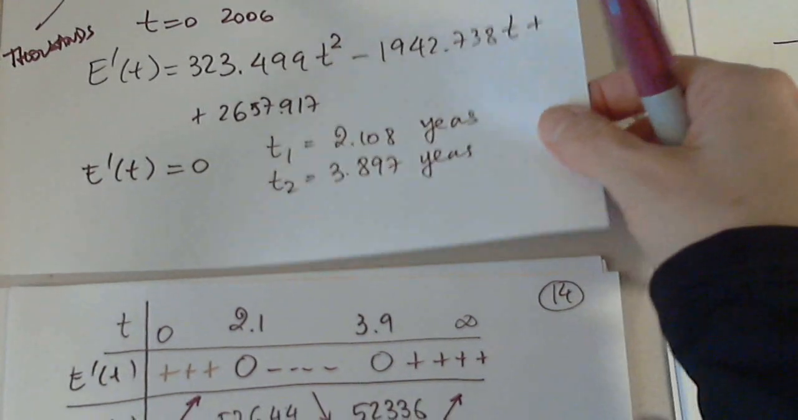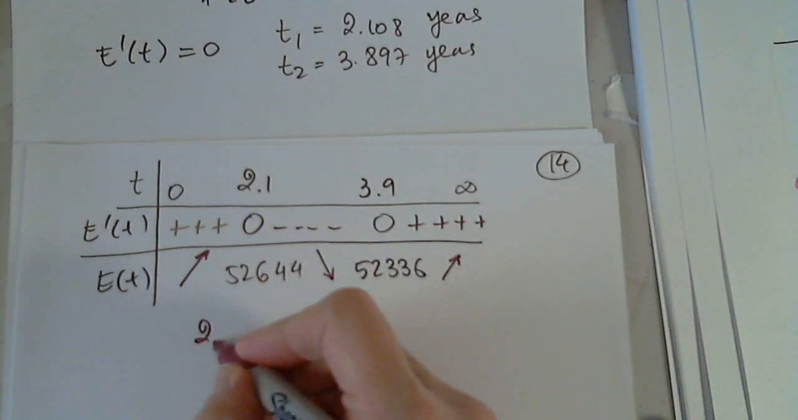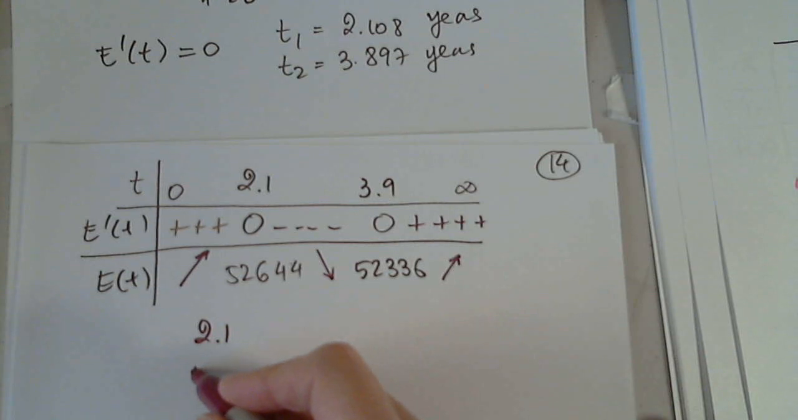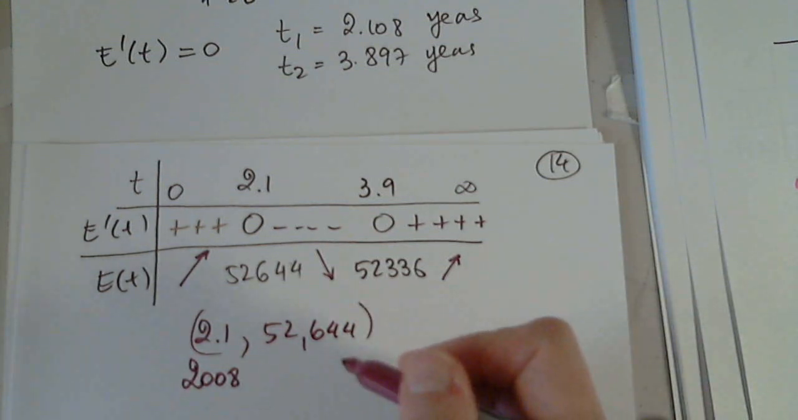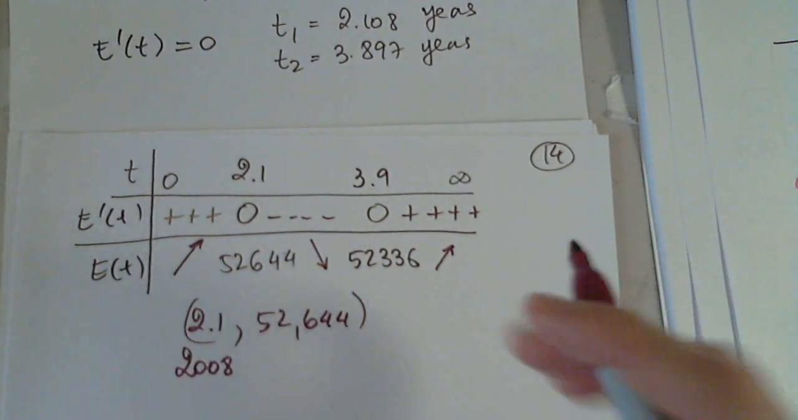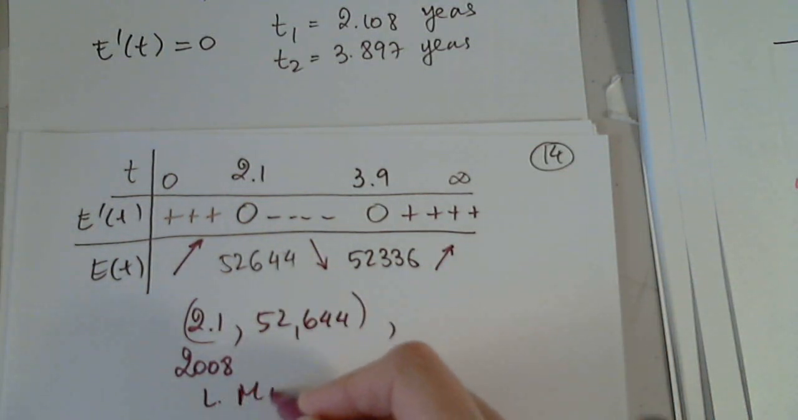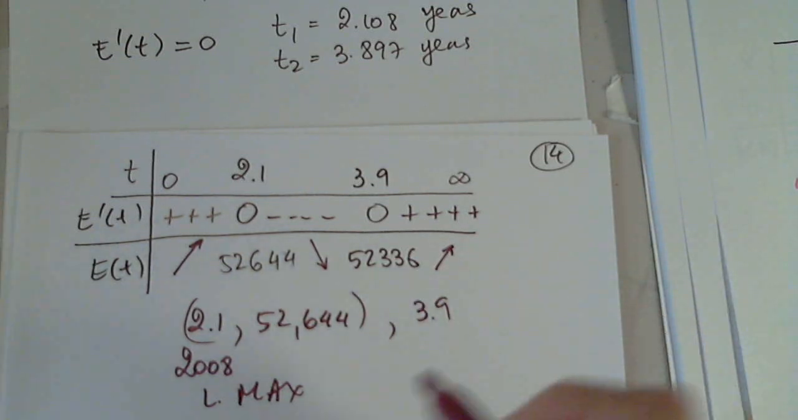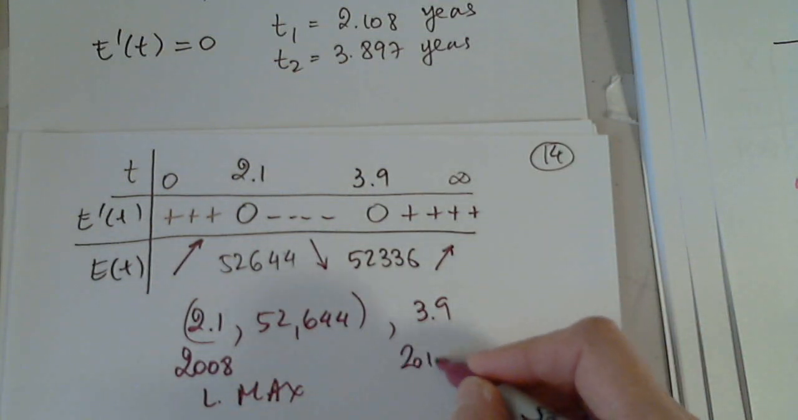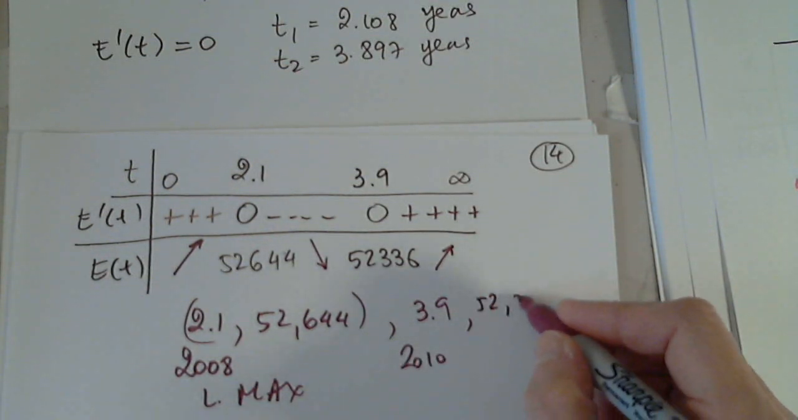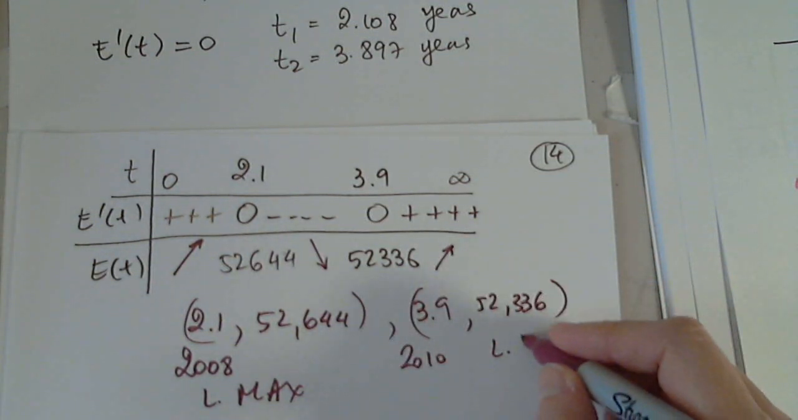So the question was, we're asked to find the points of extrema. So 2.1, so 2006, 2008, in other words, 52,644,000. So this is 52 million employees or people. And this is a local max. And the other one was 3.9, which means 2006 plus 3.9, roughly 4. So in 2010, 52,336 thousands of employees. So this appears to be a local minimum.